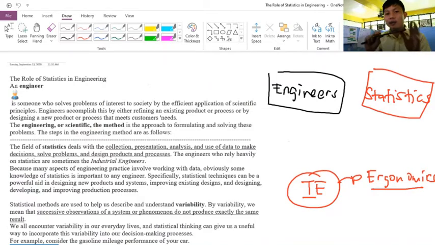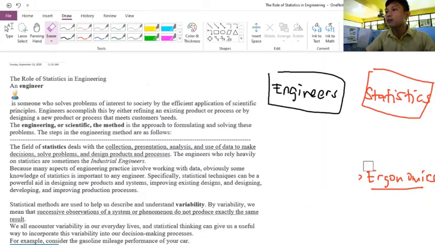Gano'n siya kagaan, gano'n siya kabigat. So, yung feeling or yung experience ng tao na gumagamit ng phone, yun yung ergonomics. And IEs are the ones who are experts in ergonomics. So, kaya lagi silang gumagamit ng statistics because of that primary reason. Alright? Tandaan natin yan. Hindi naman natin sila kailangan pag-usapan dito.